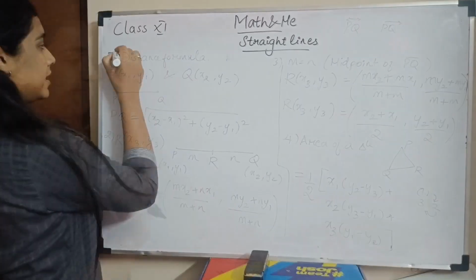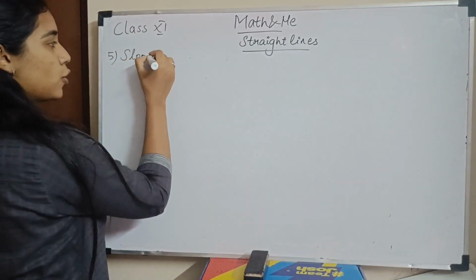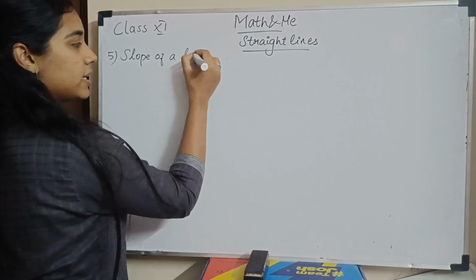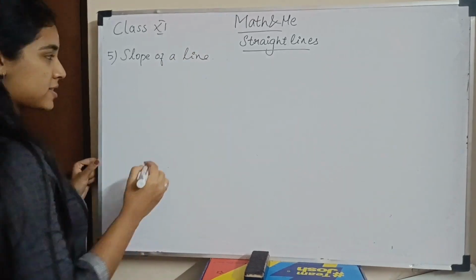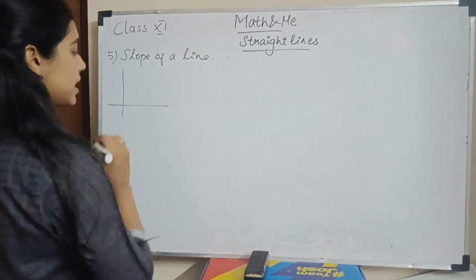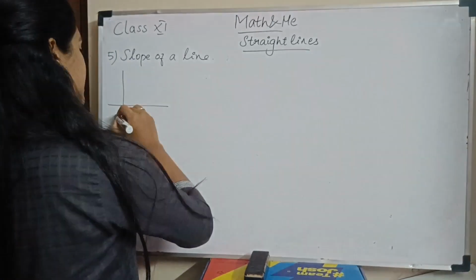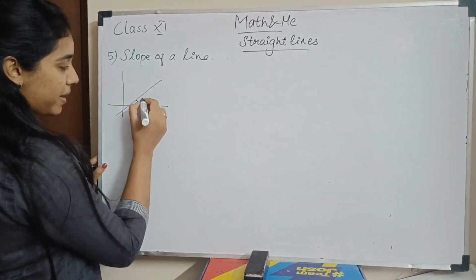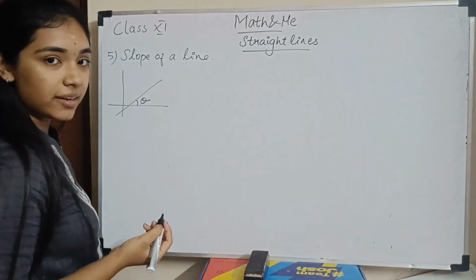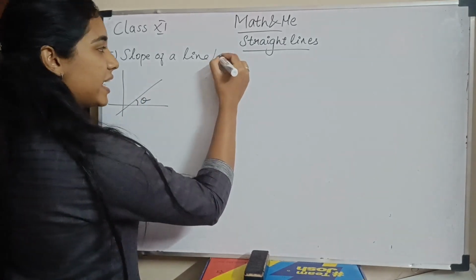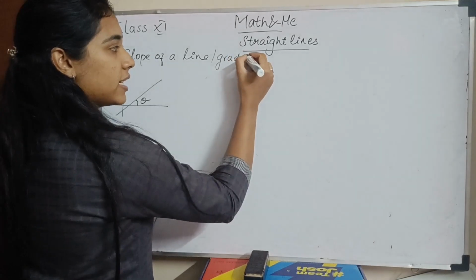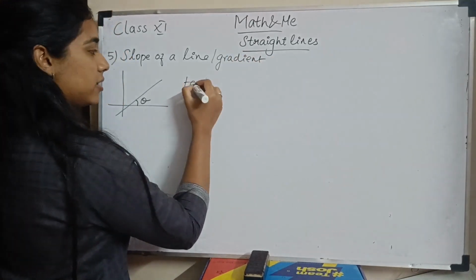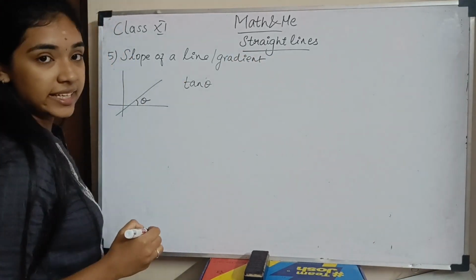Okay. Next is the slope of a line. What do you mean by a slope? So when you have a line that passes through the x-axis, the angle that it makes with the x-axis is theta. And the slope or the gradient, we also call it the gradient, is nothing but tan theta.